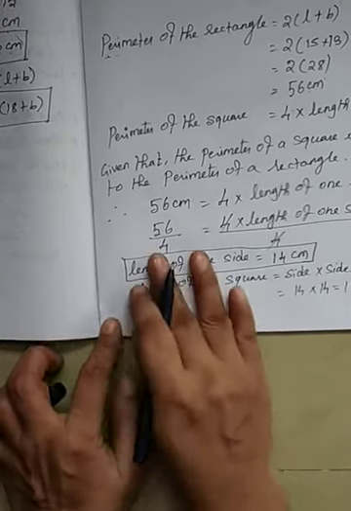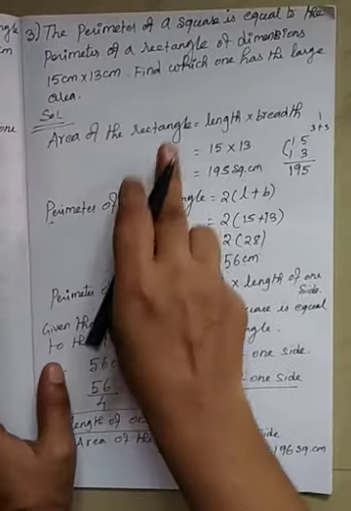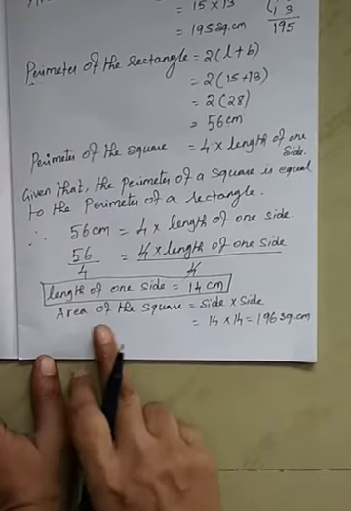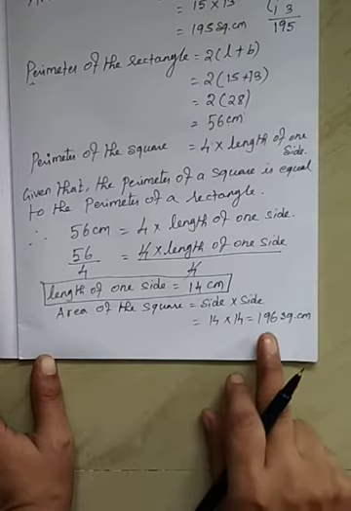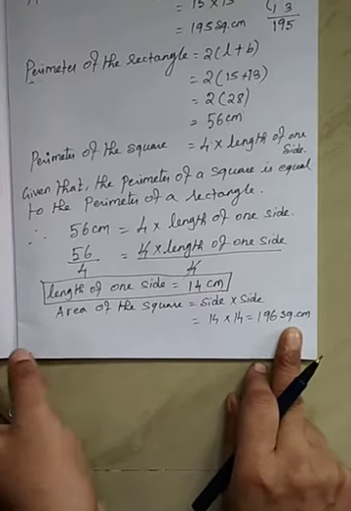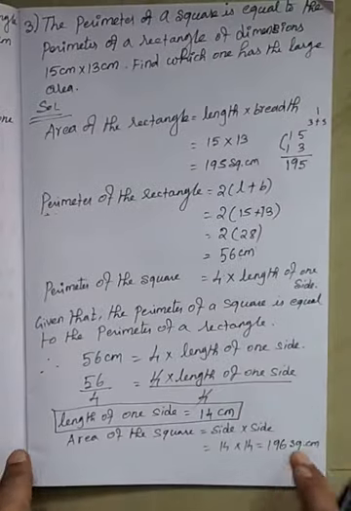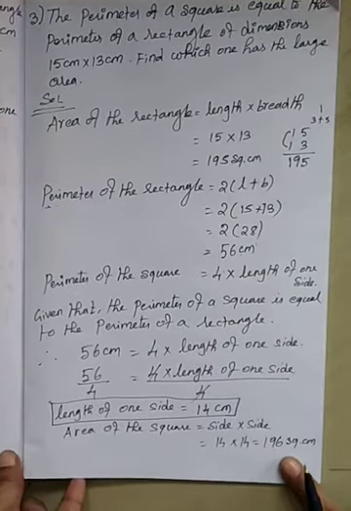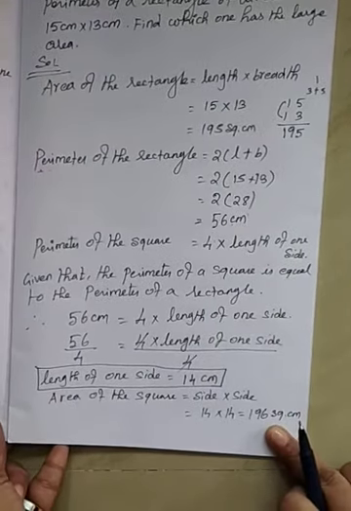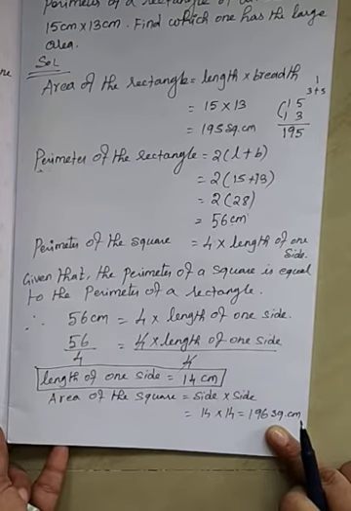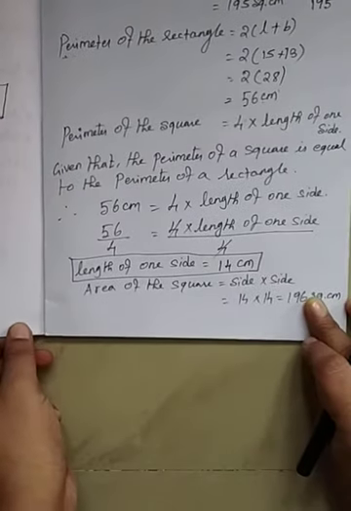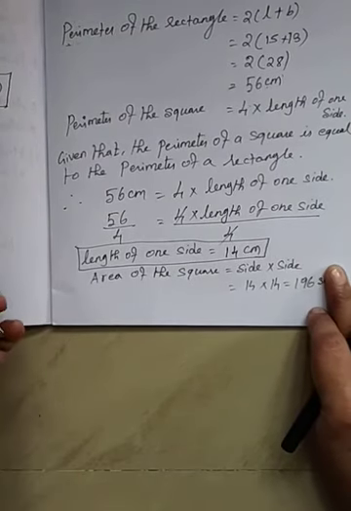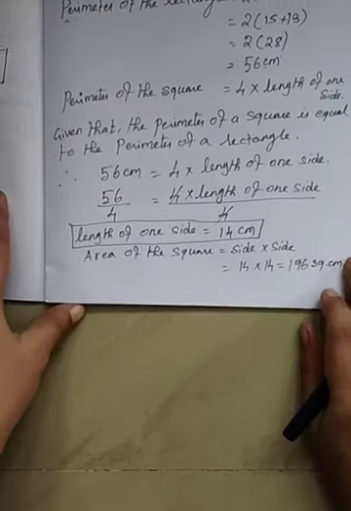So see here, area of the rectangle is 195 square centimeter. Area of the square is 196 square centimeter. But what is your question? Your question is find which one is large, 195 or 196. Which one is large? 196 is large. Therefore, the square has the large area. That means the square has the large area.